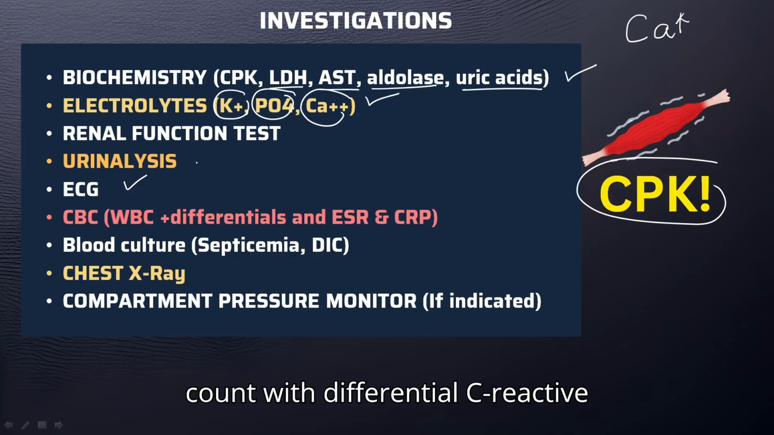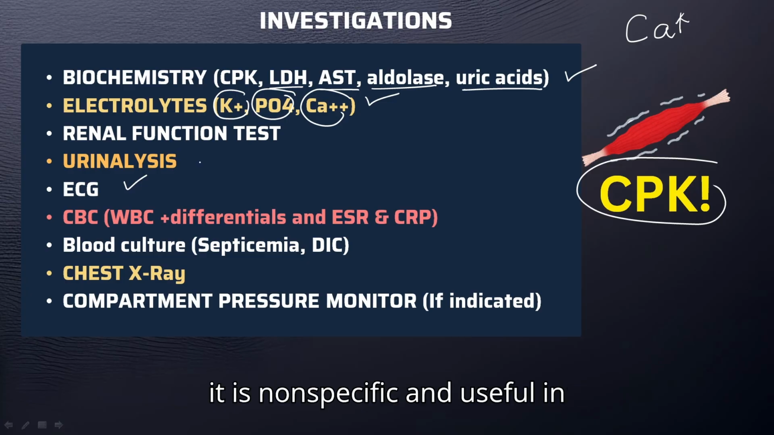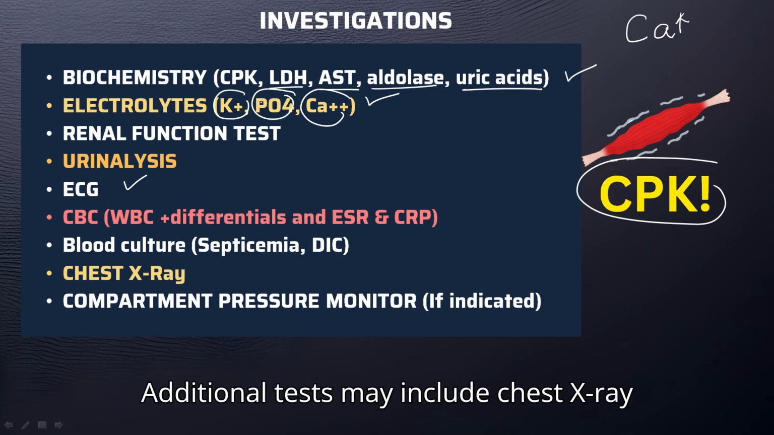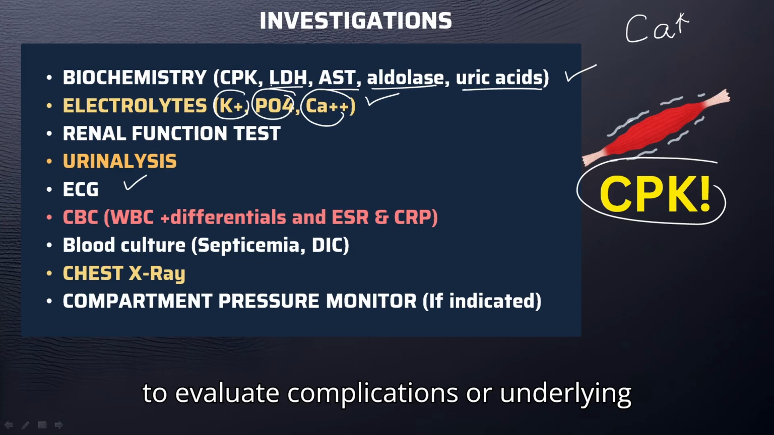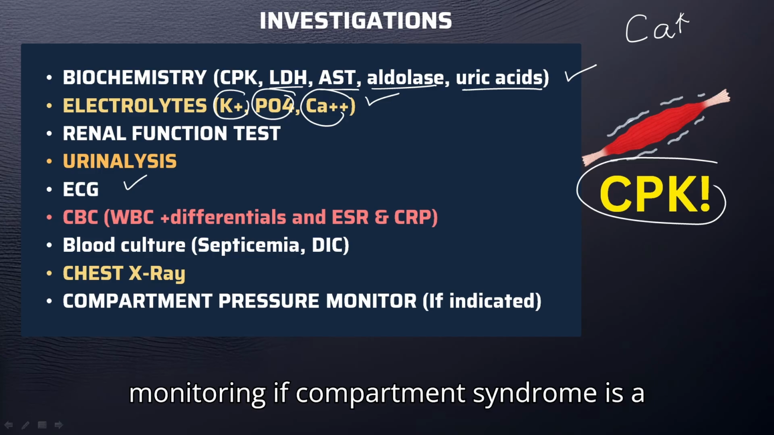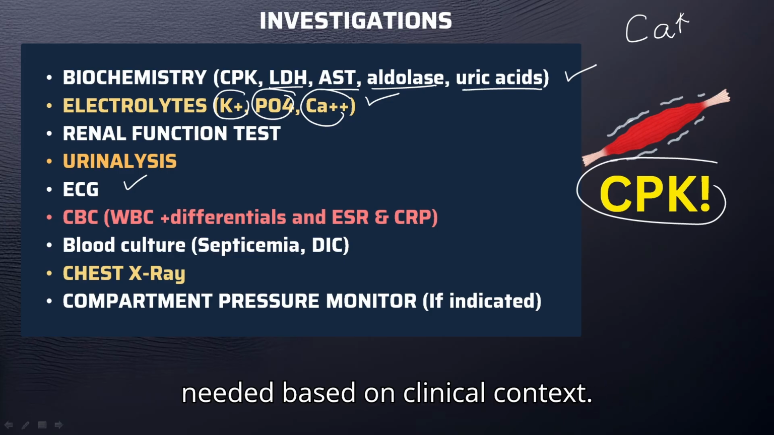Complete blood count with differential, C-reactive protein, ESR may be abnormal, but it is non-specific and useful in assessing inflammation or infection. Additional tests may include chest x-ray to evaluate complications or underlying causes, blood cultures if sepsis is suspected, compartment pressure monitoring if compartment syndrome is a concern. So further investigations may be needed based on clinical context.